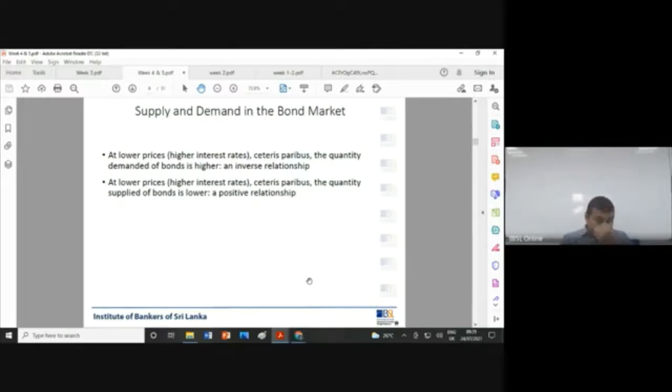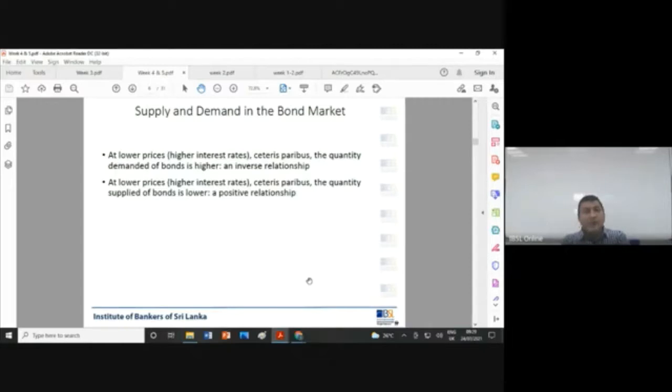Then from the supplier's perspective, lower prices, that means higher interest rates, other things being considered, the quantity supplied of bonds is lower. It's a positive relationship. Lower prices, lower supply. Lower prices, higher demand. It's an inverse. But supply is positive. Why?